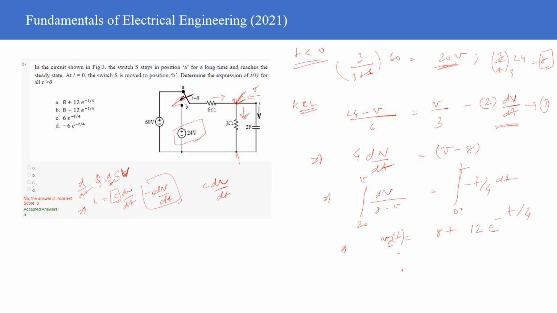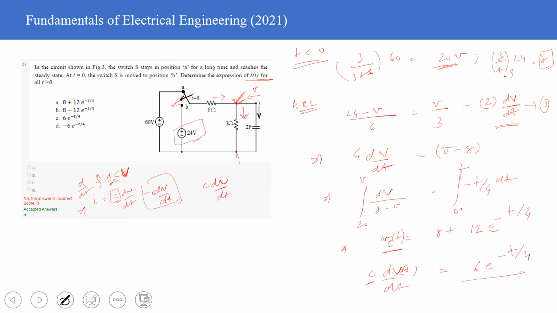What is the question asking you? The question is asking you to figure out the expression of current. Now, what's the current? Current is nothing but C dV by dt, right? So you have the expression of voltage, you take the derivative of voltage and multiply it with C. So if you take a derivative of this quantity and multiply it by C, you will get the quantity as 6 e to the power minus t by 4, right?